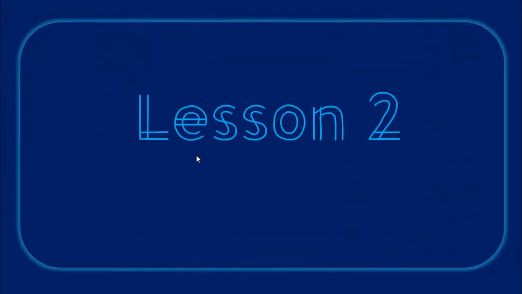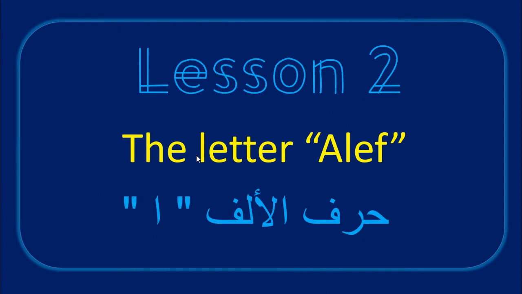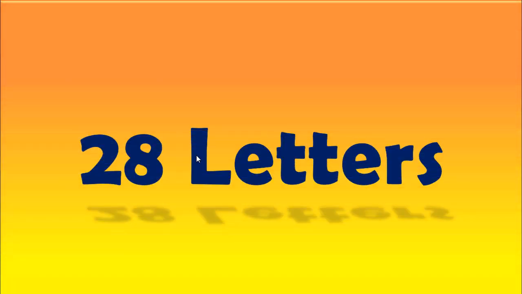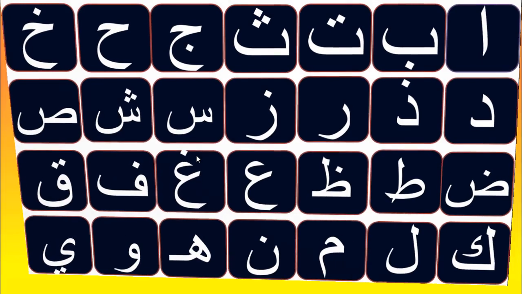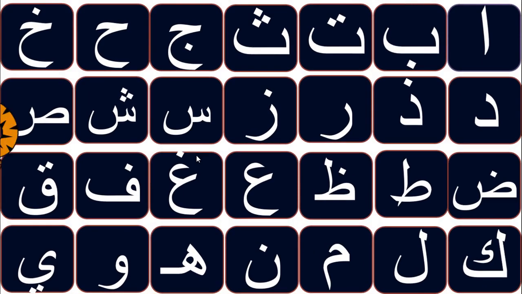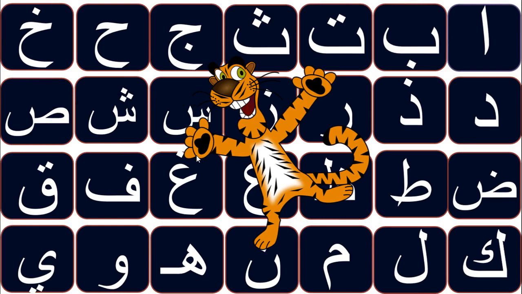This is the second lesson in this course in which we will talk about a few general rules of writing and reading the Arabic letters. And we will discuss the first Arabic letter, the alif, in some detail. As I've mentioned in the first introductory lesson, the Arabic alphabet consists of 28 letters. Let's have a look at them. Here they are. Okay, don't panic.